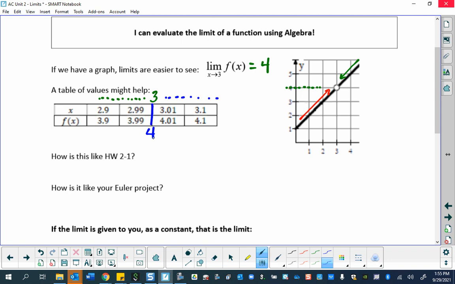So looking at the graphs and looking at the tables, how does that remind you of the homework that you did for both your projects and for 2-1, where you had to type all those numbers into the calculator? Turn and talk to your partner and see if you can think about how the limit might apply to that conversation. Go ahead.